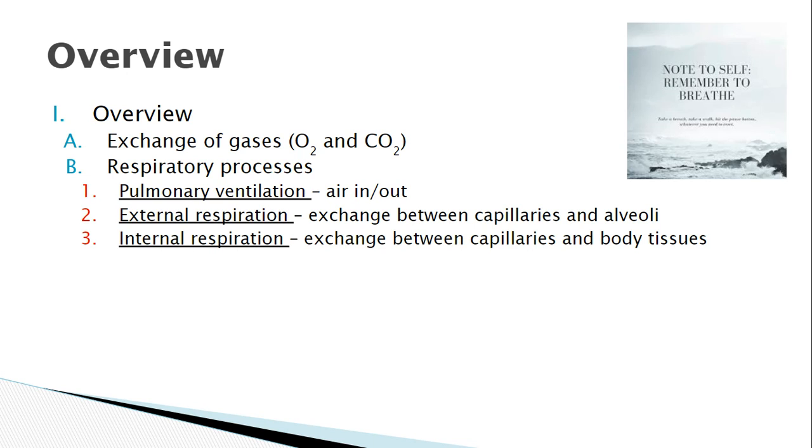And then carbon dioxide is kind of the reverse. Once we pick up carbon dioxide in the tissues from internal respiration, we carry it back to the lungs where it gets delivered from the blood back into the air through external respiration. And then finally, you breathe it out through pulmonary ventilation. So basically, oxygen is going down from 1 to 3, and then carbon dioxide is going backwards from 3 to 1. And that's how you do it.